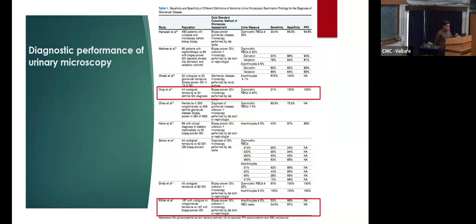Why are we using this? Because he used biopsy proven GN. The rest of the studies did not use biopsy proven GN. Another study, that landmark study by Kohler, used acanthocytes more than 5%, and he found a specificity of 98 to 97% to diagnose glomerular diseases.